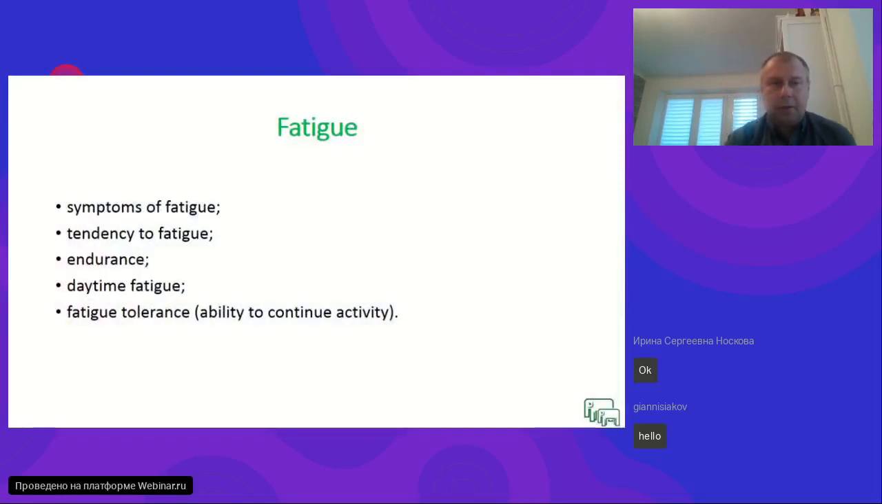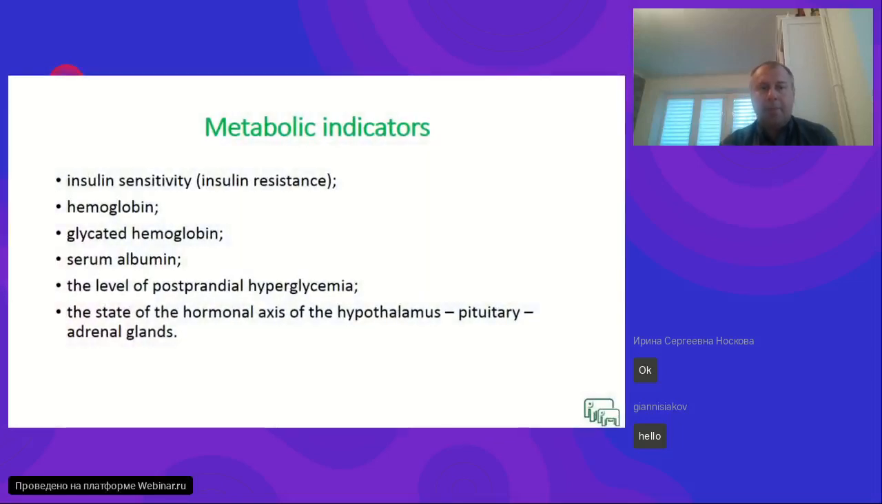Regarding the level of fatigue, with proper nutrition and the necessary level of physical activity, we can see a decrease of symptoms of fatigue, an increase in the level of endurance, a decrease in daytime fatigue, and an increased fatigue tolerance, the ability to continue activity in spite of fatigue. Also, we can measure metabolic indicators such as insulin resistance, glycated hemoglobin, serum albumin, the level of postprandial hyperglycemia, which is the level of glucose after consumption of food, and the state of the hormonal axes: hypothalamus, pituitary, adrenal glands.